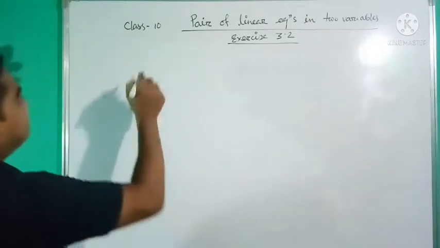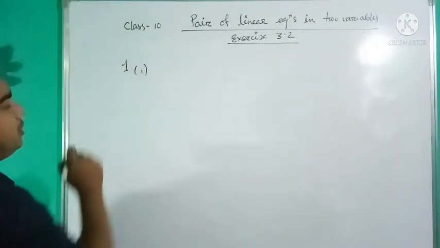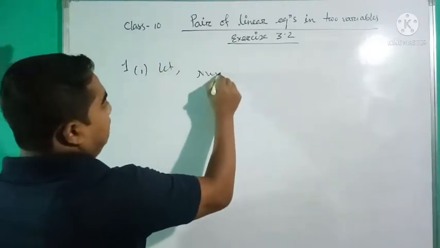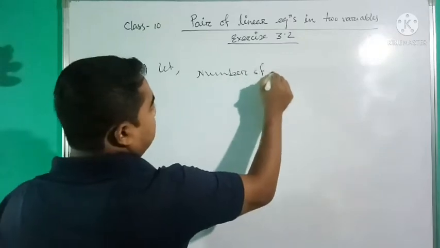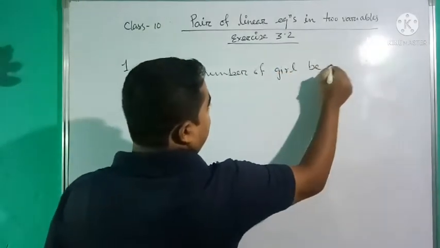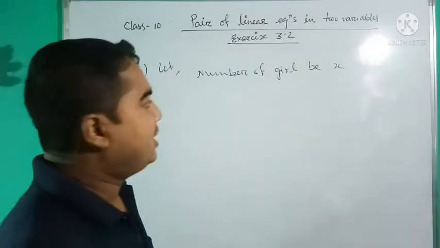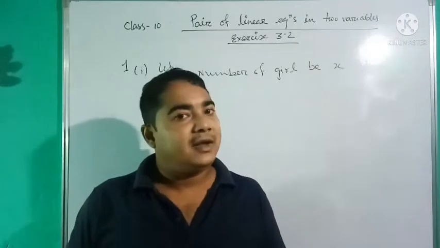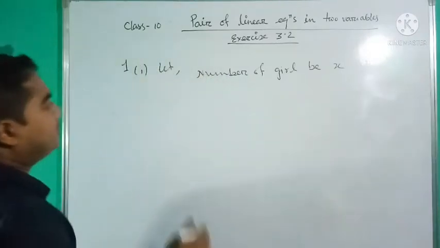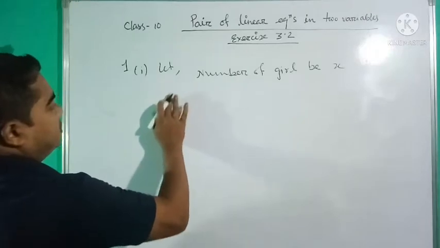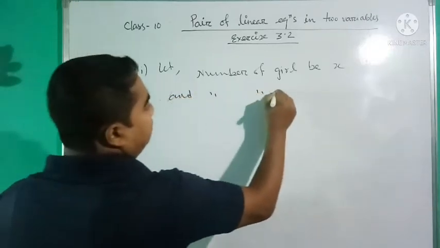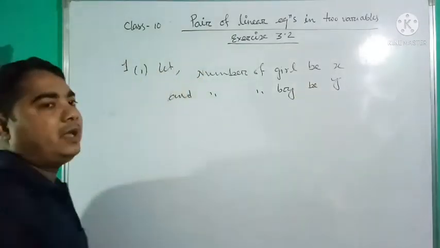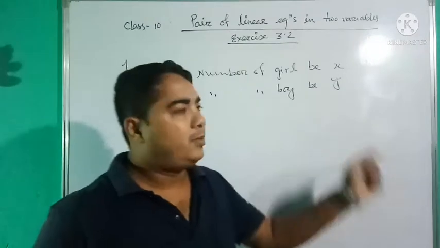So question number 1, Roman number 1. At first write, let the number of girls be x, and then the number of boys will be y, because our chapter name is linear equations in two variables, so two variables are required. So number of girls be x and number of boys be y.